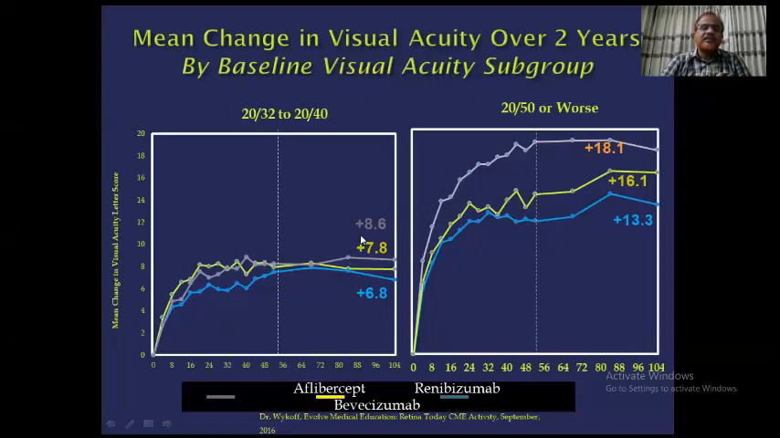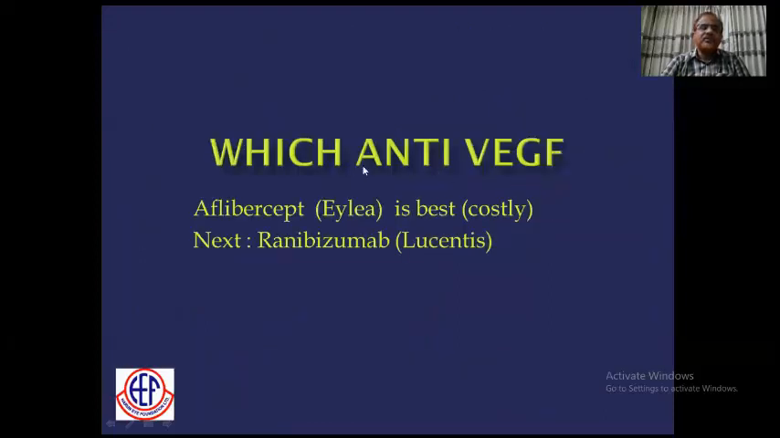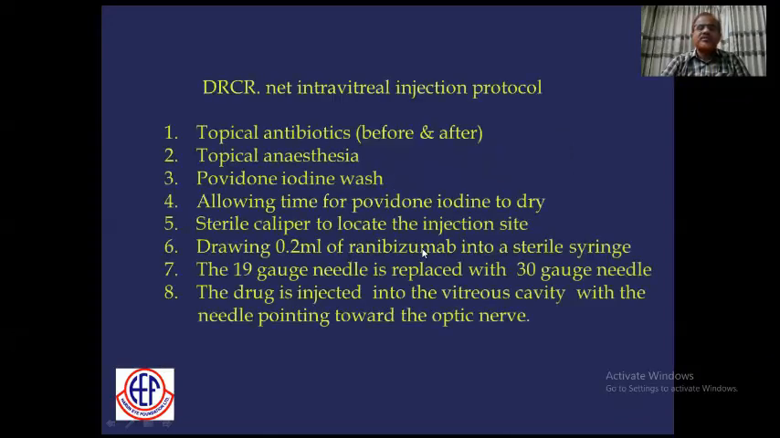In the study it was found that aflibercept gave better vision than the other two. This is aflibercept, this one is ranibizumab, and this is Avastin, after 2 years of study. Which anti-VEGF? Aflibercept is the best, though costly, but next is ranibizumab, Lucentis.